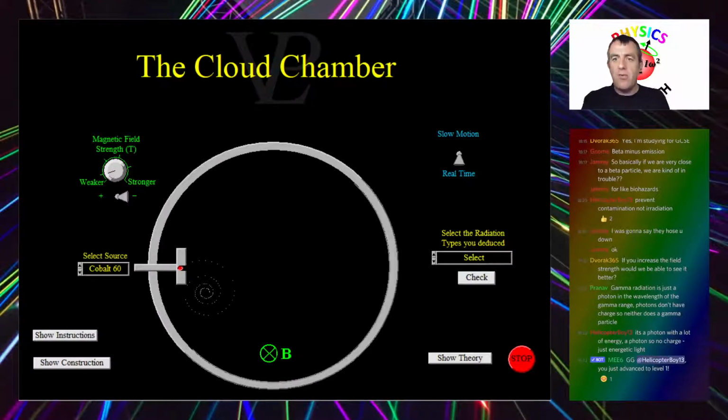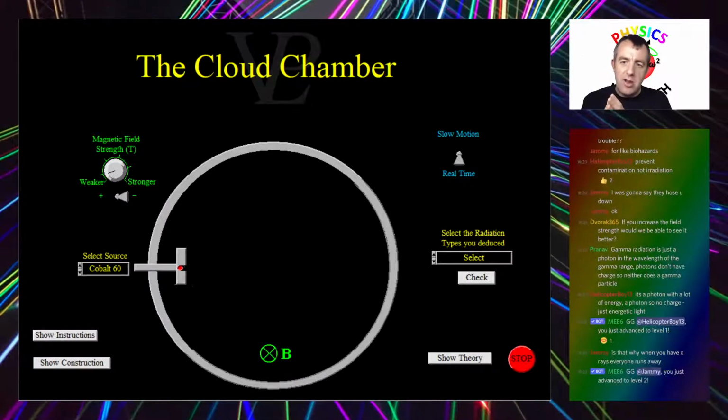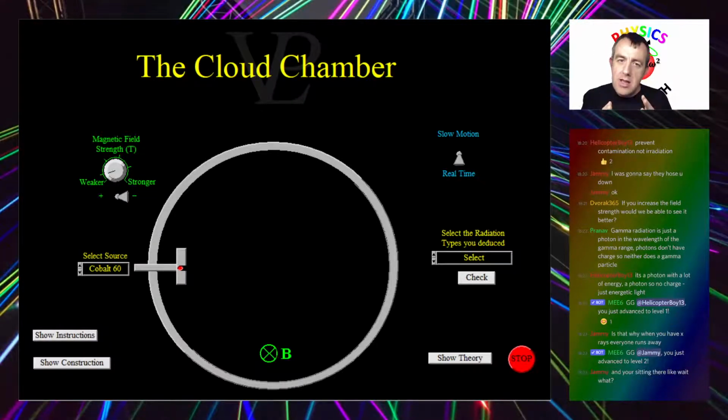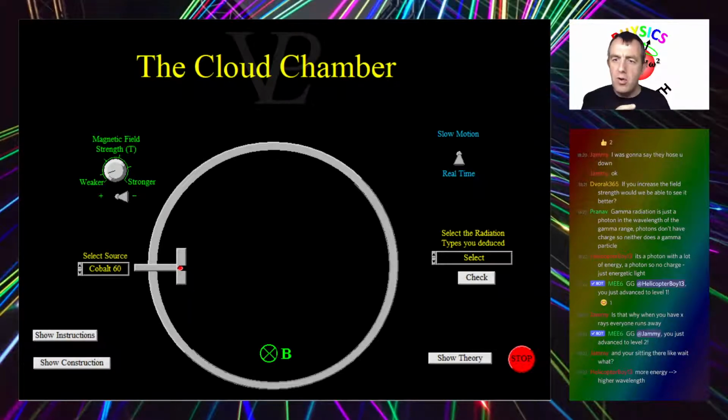Gamma radiation, just a photon. Yeah, exactly. They don't have charge. And there's a gamma particle. Lots of energy. Yeah. What differentiates a gamma photon from an X-ray photon? Remember, a photon is just a particle of light. It's another way of thinking about light. What differentiates an X-ray photon from a gamma photon isn't the energy, it's where it comes from. A gamma photon comes from the nucleus.